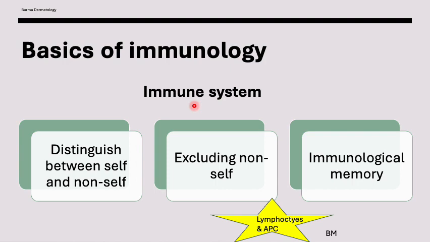The three functions of the immune organs or immune system are to distinguish between self and non-self antigen by recognizing the invading organisms or those antigens by immune receptors, and exclude the non-self antigens by producing antibodies, and finally leaving the immunological memory. These functions are performed by the bone marrow-derived lymphocytes and antigen-presenting cells, such as macrophages and B cells.